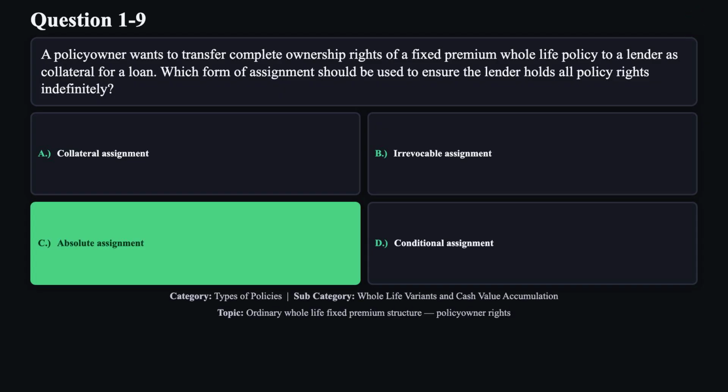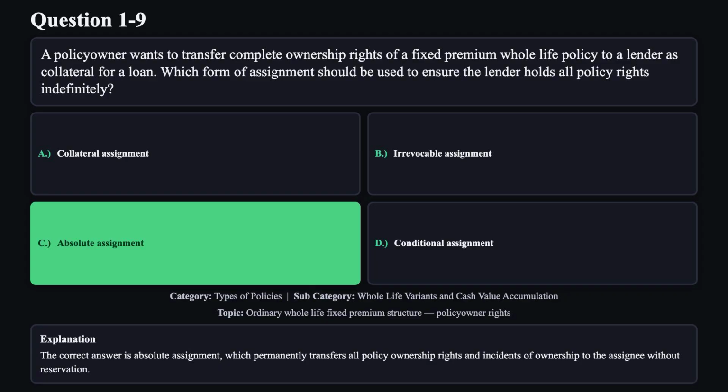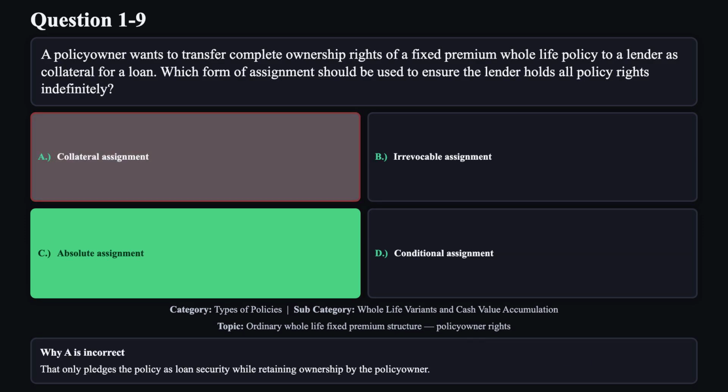The correct answer is C. The correct answer is absolute assignment, which permanently transfers all policy ownership rights and incidents of ownership to the assignee without reservation. Reason A is not correct. That only pledges the policy as loan security while retaining ownership by the policy owner.